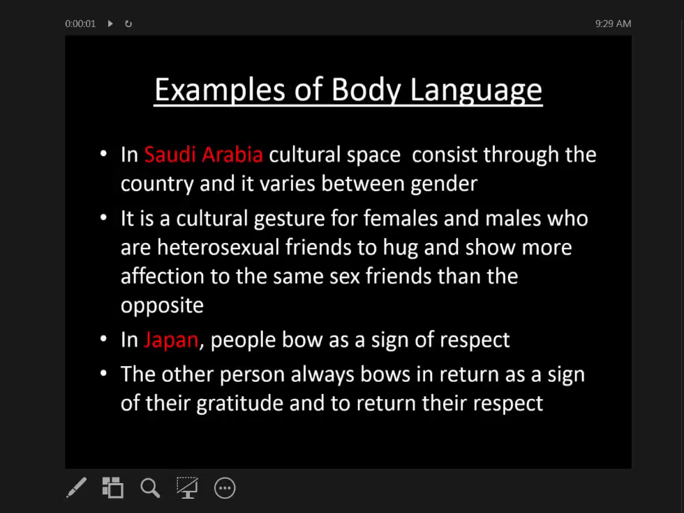Examples of body language. In Saudi Arabia, cultural space is consistent through the country and it varies between gender. It is a cultural gesture for females and males who are heterosexual friends to hug and show more affection to the same-sex friends than the opposite. In Japan, people bow as a sign of respect. The other person always bows in return as a sign of their gratitude and to return their respect.